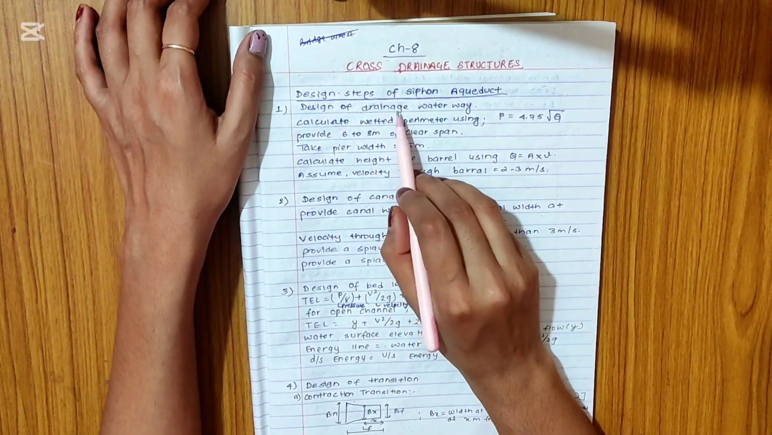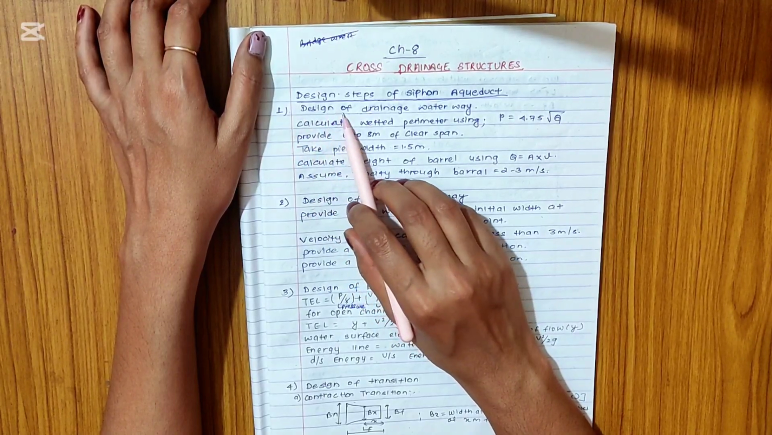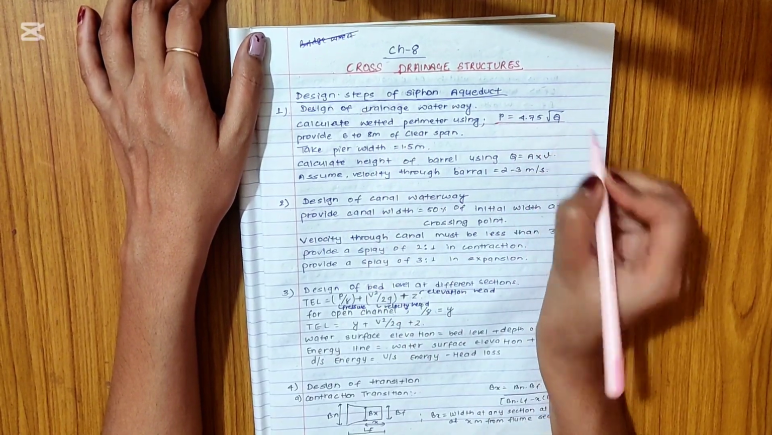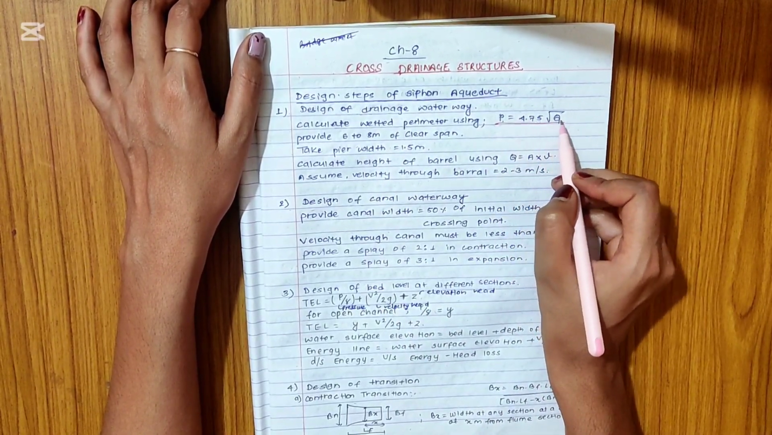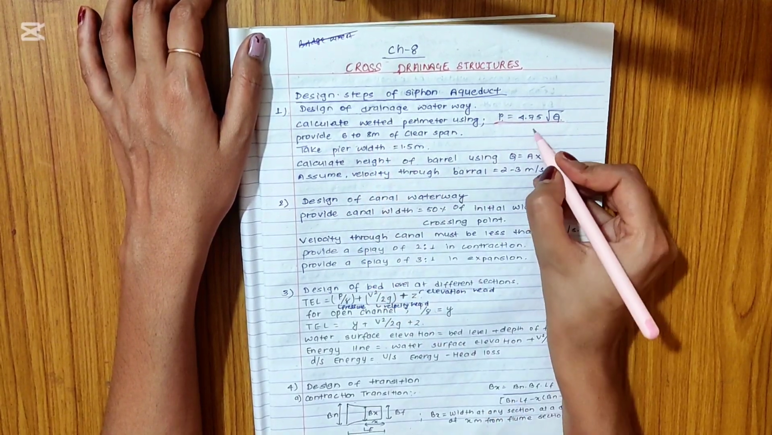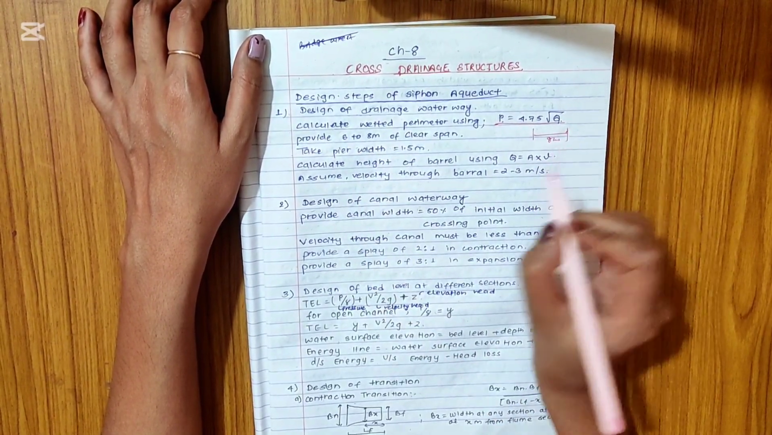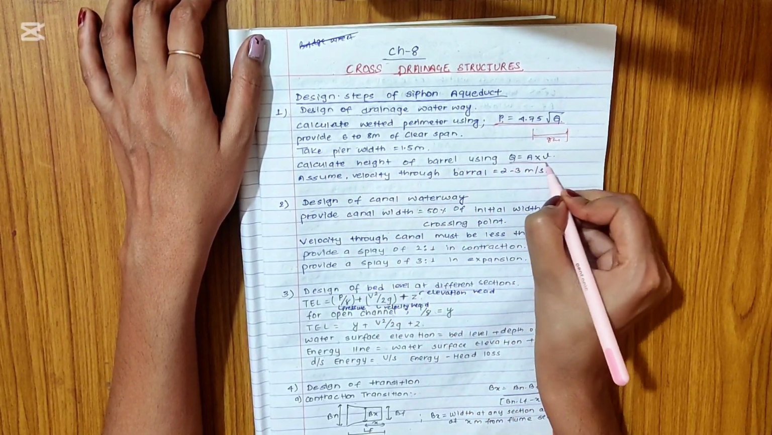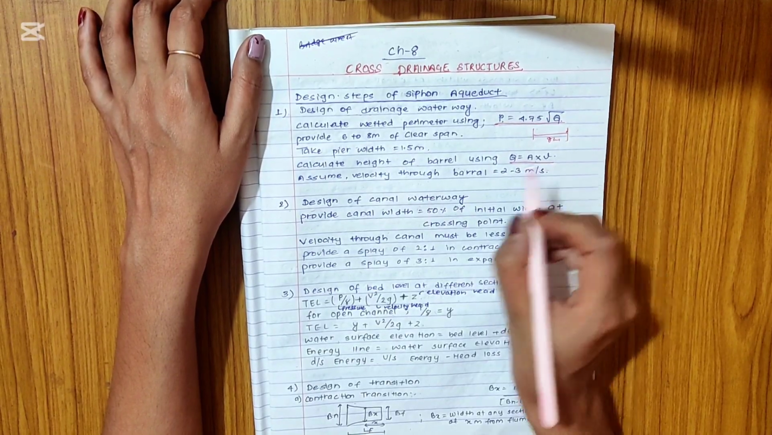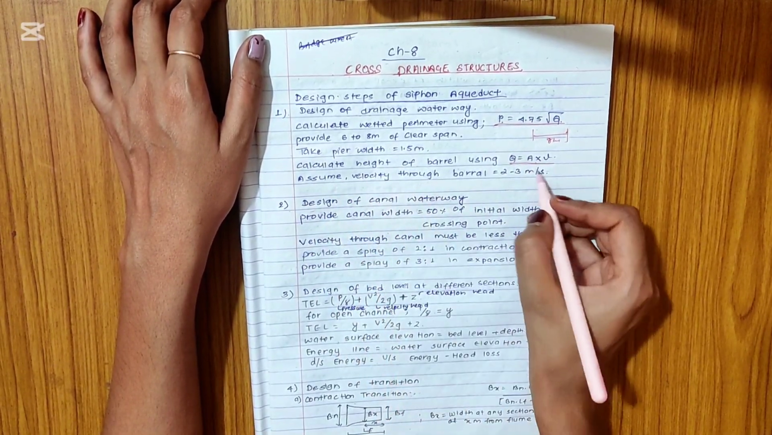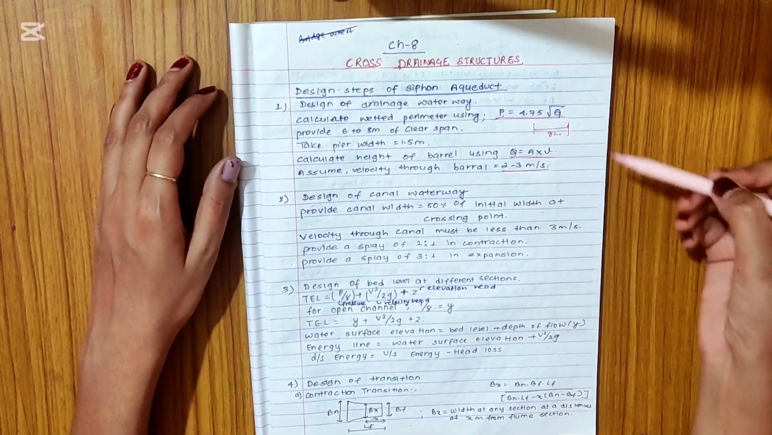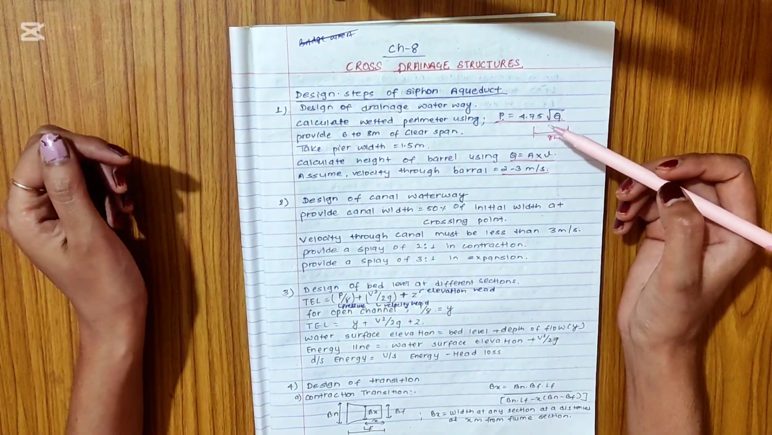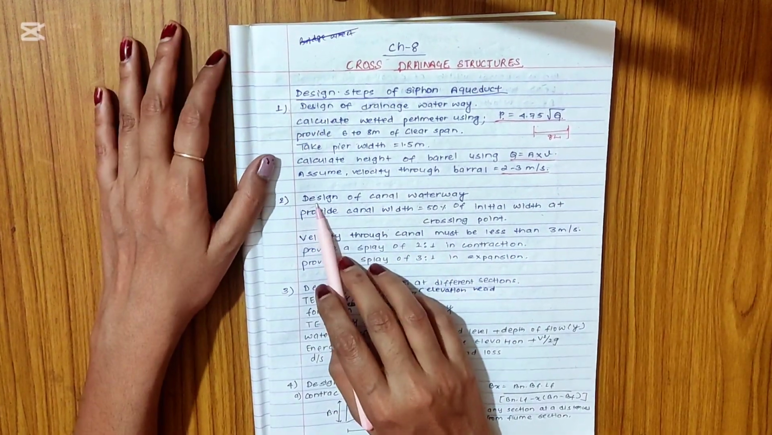For the design of the siphon aqueduct, the first step is to design the drainage waterway. For that we will calculate the wetted perimeter from Lacey's equation, P is equal to 4.75 root under Q. Provide 6 to 8 meter of clear span between the piers, so 8 meter we will provide. Now take the pier width of 1.5 meter. Calculate the height of the barrel using Q is equal to A into V, from the continuity equation. Also assume the velocity through the barrel is 2 to 3 meter per second. You can just screenshot these steps of the siphon aqueduct, and we will use these steps while solving the numerical of siphon aqueduct.